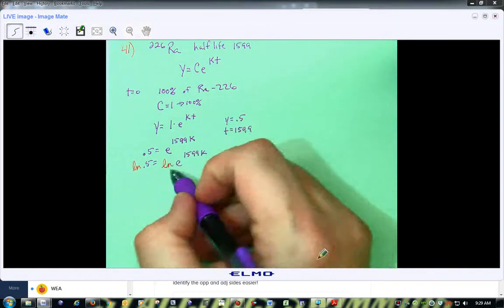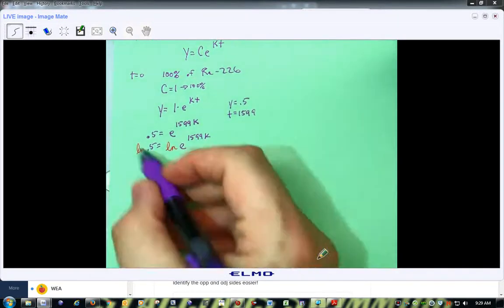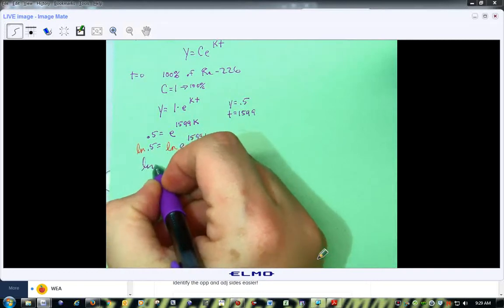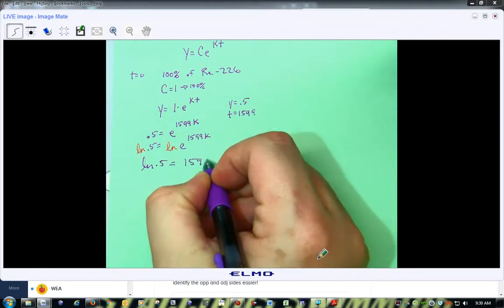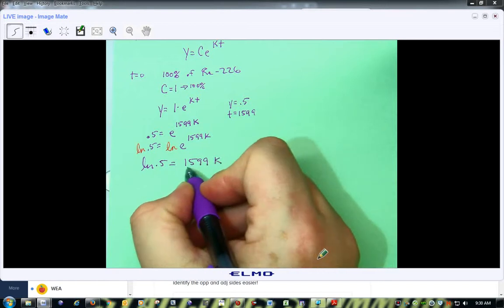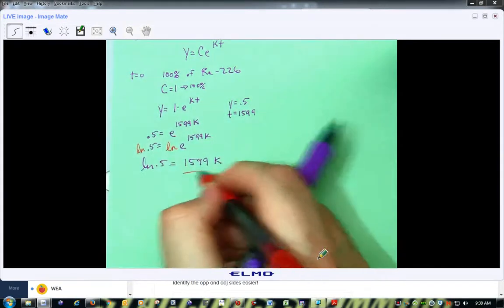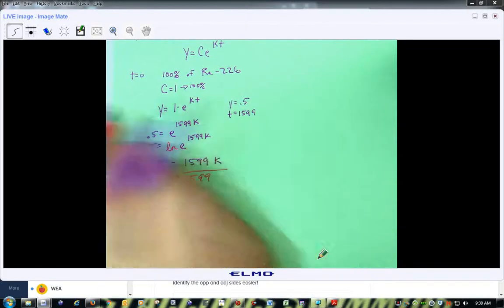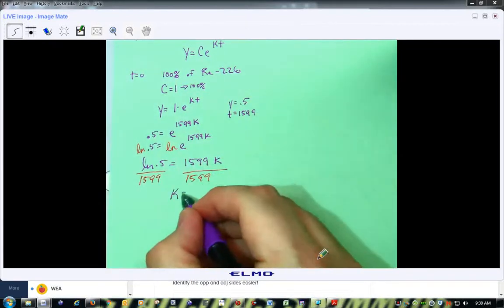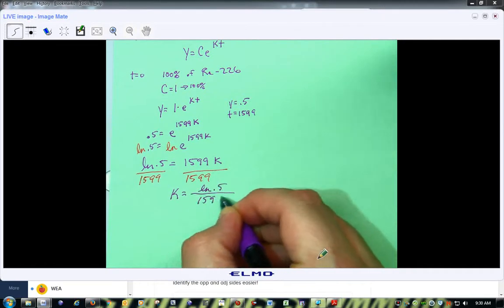Now, natural log of e, what happens to that? Yeah, they're gone. So I'm left with the natural log of 0.5 is equal to 1,599k. Now solving for k, divide by 1599. So k is equal to the natural log of 0.5 over 1599.